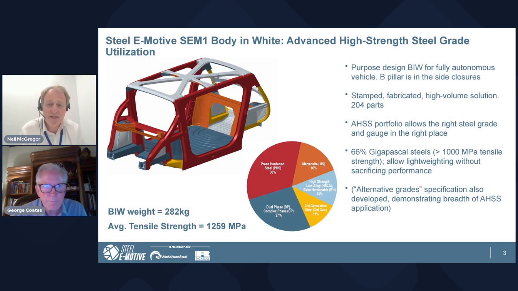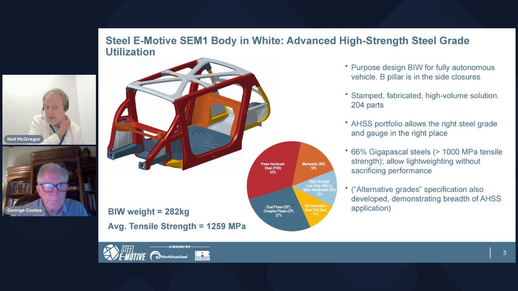And what we're seeing there is essentially one design of the body in white, the core design that we called it. So obviously, with so many grades available to us, there's more than one way of designing the body. So within the Steel E-Motive program, we developed what we call an alternative grade specification. Where there might be steel technologies more applicable in use in Asia, for example, where maybe hot forming is not so widespread, we would use more martensitic grades. So there is another variant of the pie chart and the steel grade usage that we can see there.